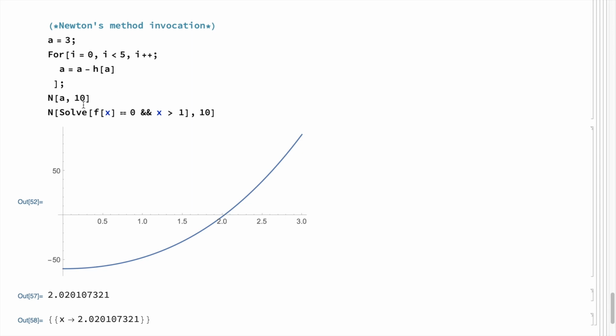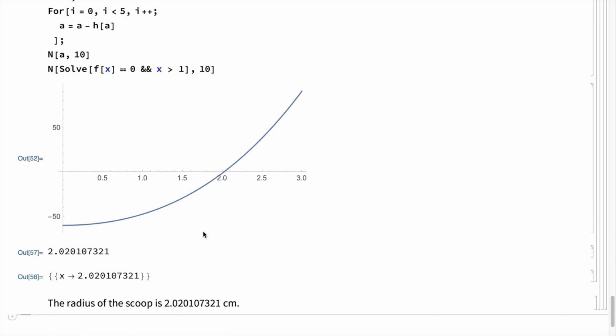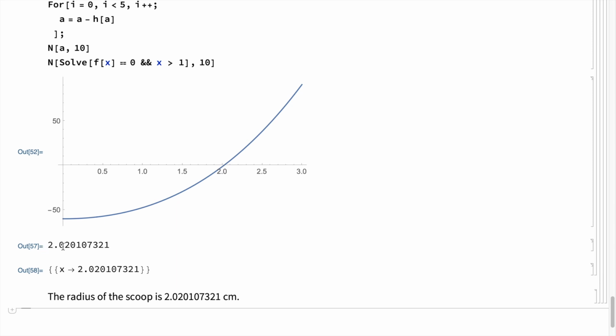And then lastly, we can solve f using the onboard solve commands that we've seen before out to 10 decimal places. When we do this, we find that the root lies at 2.020107321, and when we solve this equation using the onboard solve commands within Mathematica, we find that our result exactly matches our result from Newton's method. Therefore, the radius of the scoop is exactly 2.020107321 centimeters.